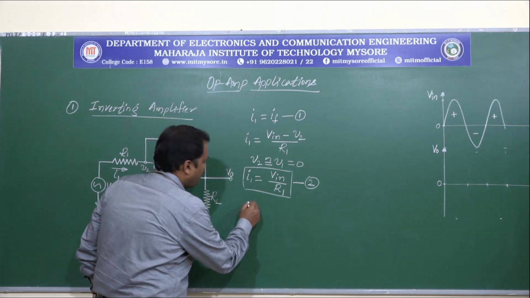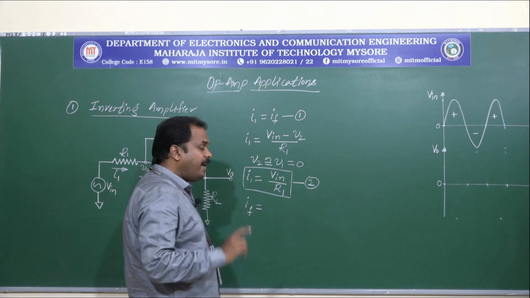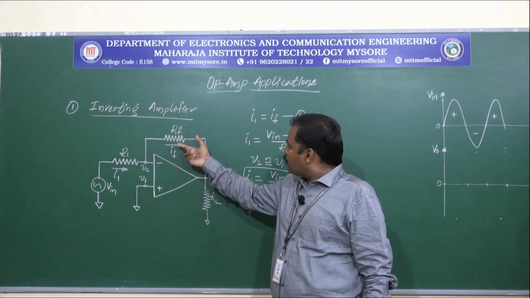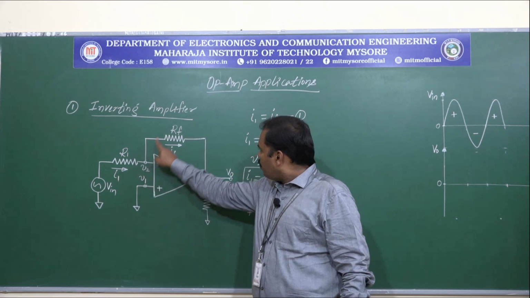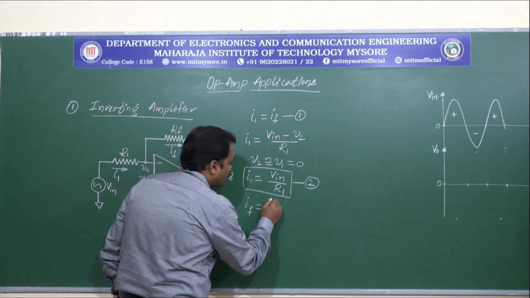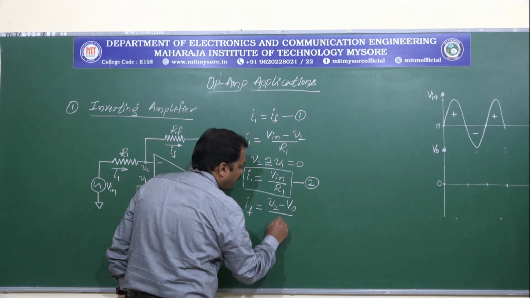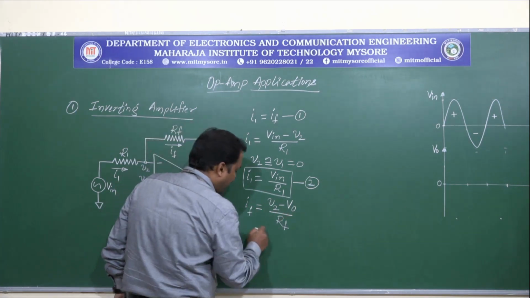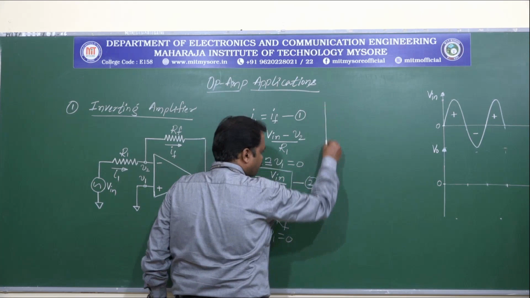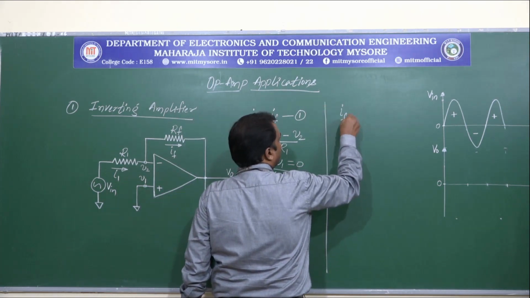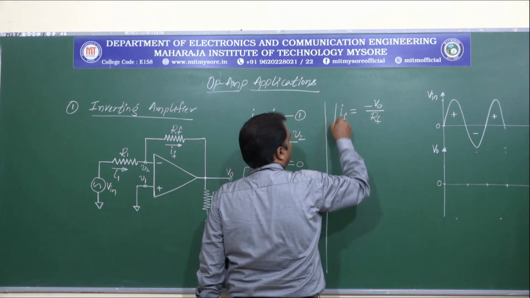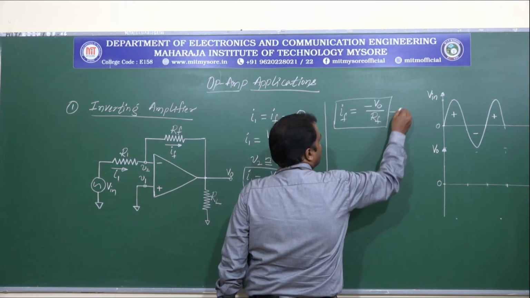Now let us derive the equation for IF. IF is the current that is flowing through the feedback path RF. Let us apply Ohm's law here too, so IF is given by V2 minus V0 divided by RF. So IF is equal to V2 minus V0 divided by RF. Again, V2 is approximately equal to V1, which is equal to 0. So IF can be written as minus V0 divided by RF. Let this be equation 3.